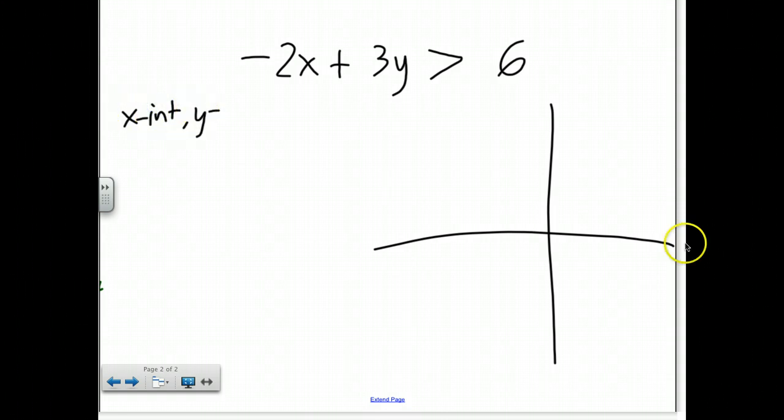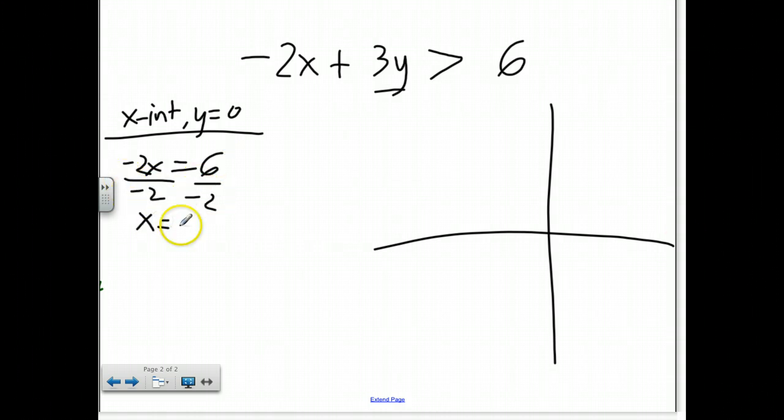How do I solve for x-intercept again? Y equals 0, so that means the y part of this will be 0, right? So that means the equation now will look like negative 2x equals 6. We don't care about the inequality sign, remember? We just solve for a point. Then divide by negative 2. X is negative 3, so how do we put this as a point? Negative 3, 0. If it's the x-intercept, x has to go first, and there it is, right?